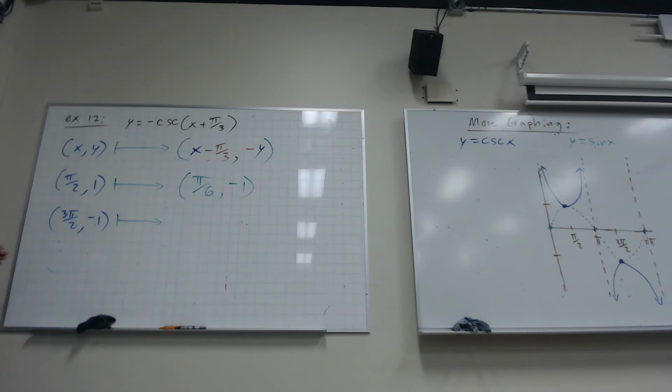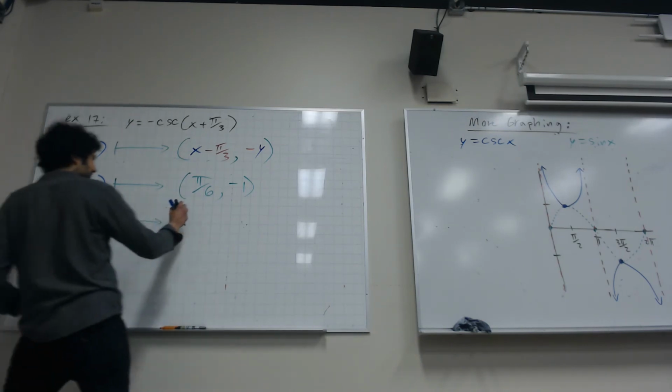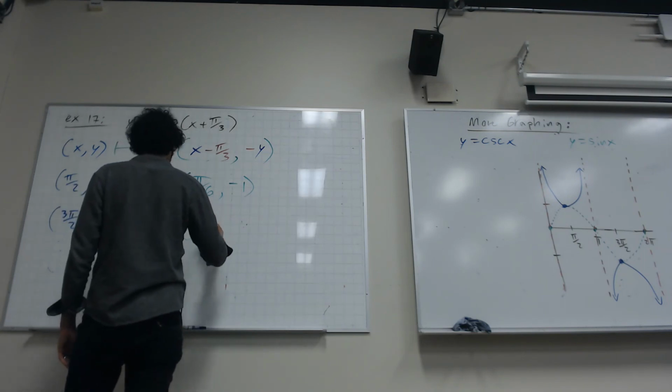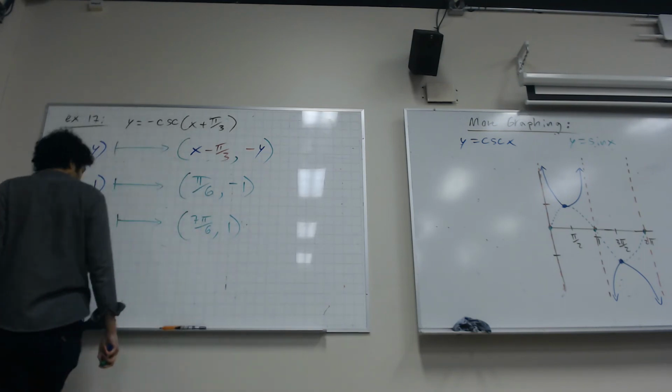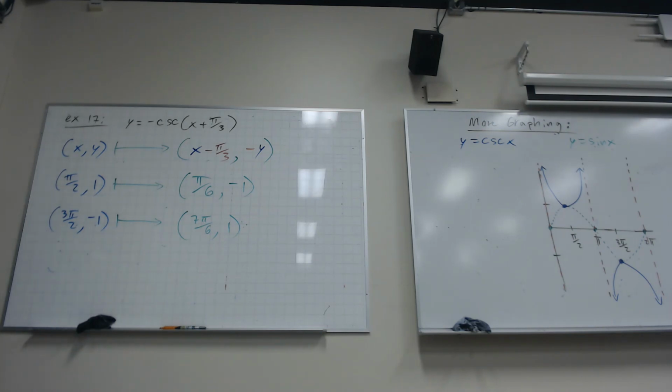And where does this go? What's 3 pi over 2 minus pi over 3? 9 over 6 minus 2 over 6. 7 pi over 6? Is it 7 pi over 6? Comma 1, because you guys switched the sign on your y.